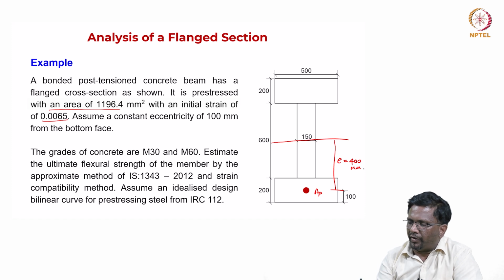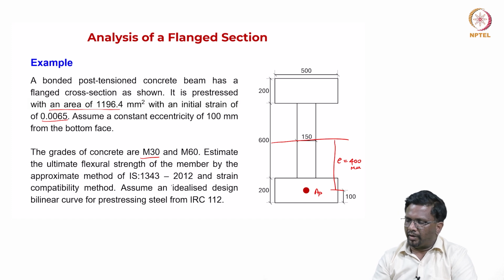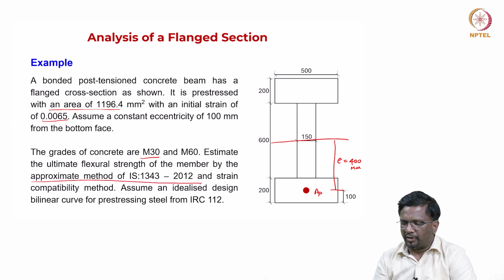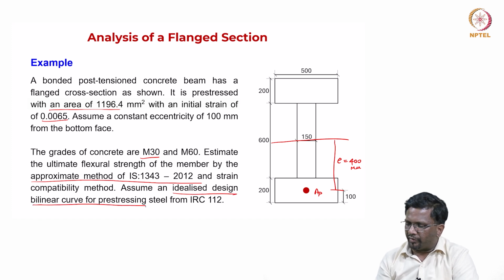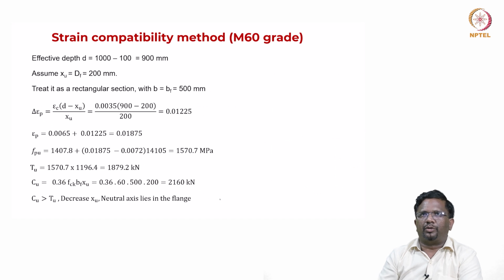And we are going to use M30 and M60, two values for which we are going to do the calculations, right. And we are also going to try the approximate method, and we are going to use the idealized design bilinear curve for pre-stressing steel from IRC 112. Okay, now let us see how we do that.